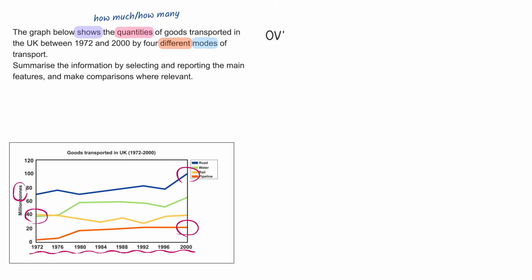Now it's time to write our overview paragraph. As you know, in the overview paragraph, we never write exact data. All right, we only talk about the key features. We only talk about the most important aspect of this graph. And as you can see, the road, which is the blue line, was always the highest, and pipeline was always the lowest throughout the period. So we are going to write this.